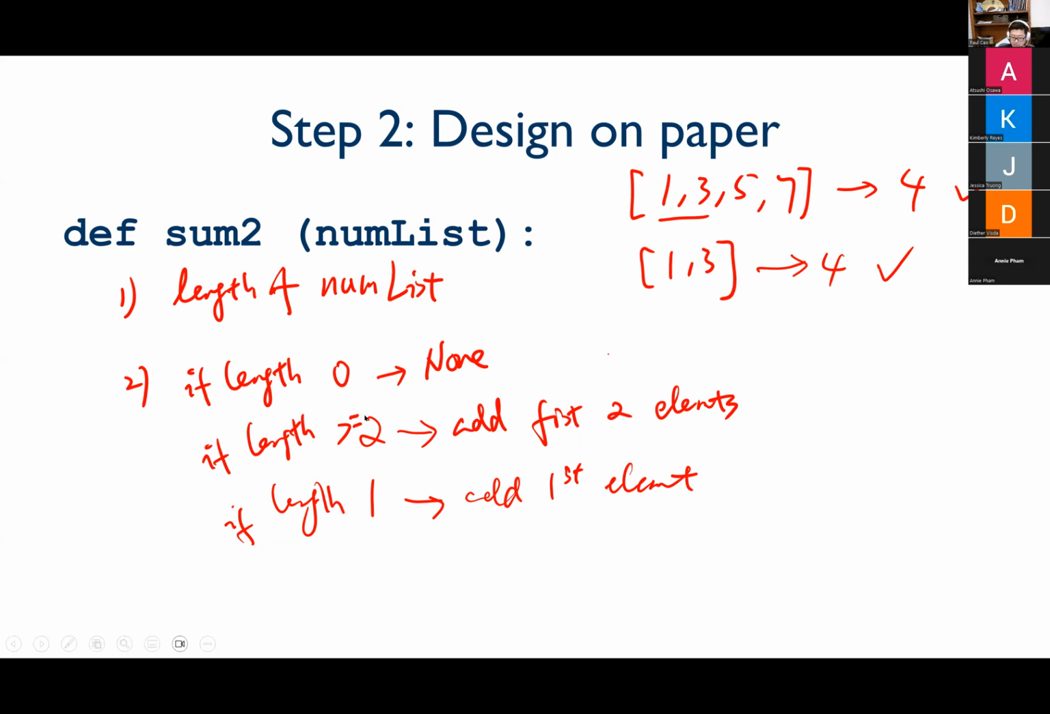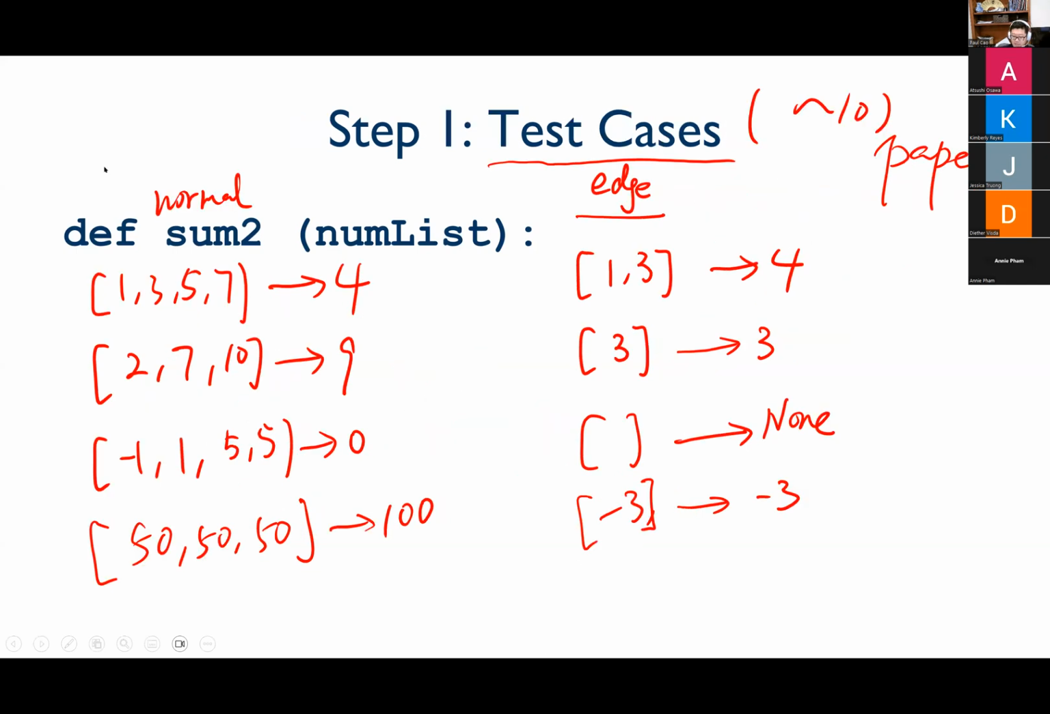So once you update this, you say, okay, how about this one? 1, 3, 5, 7. Is this still good? It is still good. 1, 3 now is also good. How about empty bracket? The length would be 0. So if length is 0, I return none. Looks good. So you have to make sure that your idea on paper, at least, would pass all these tests that you came up with. As you can see, the more tests you come up with, the more chance that your code would be good.